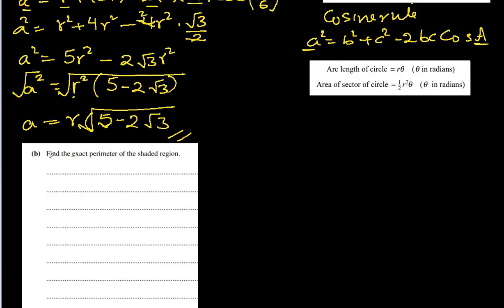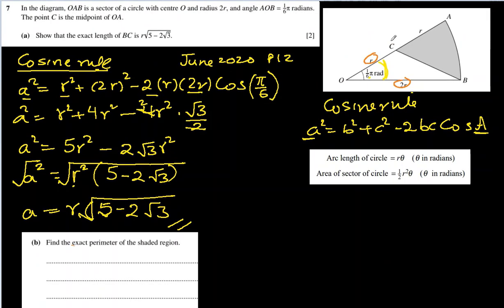Part B. Find the exact perimeter of the shaded region. So what is the shaded region? This is the shaded region, and we have our formula back. So we want the perimeter, so that means this line is part of the perimeter, this line is part of the perimeter. This we just found out. r is already known to us. The only requirement is this arc.